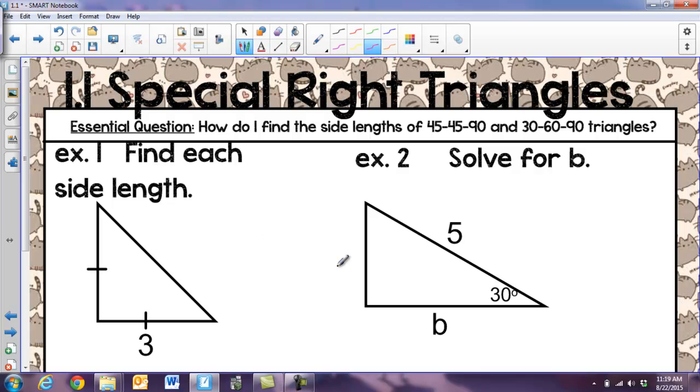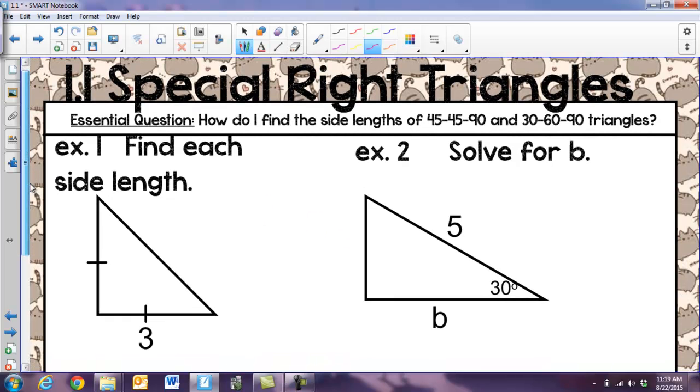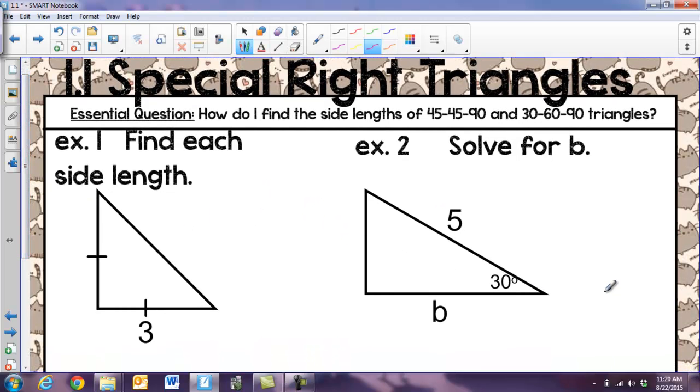Okay, so we're going to be on example 1. Go ahead and draw in your right triangles. Pause if you need to. For example 1, we're going to find each side length, and they have told me that we have an isosceles triangle. That's what these little lines mean. These sides are equal, and one of those legs is 3. So I'm going to assume that's the right angle, shockingly enough.